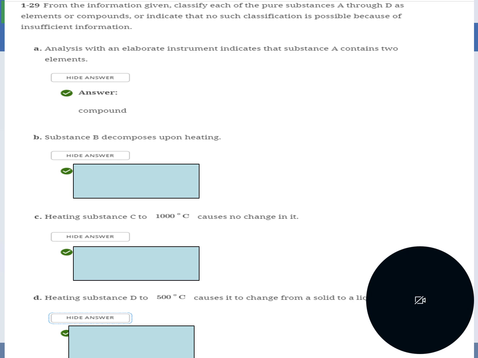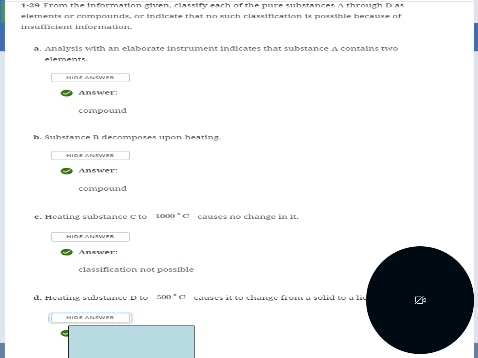So on part A, an analyst with elaborate instrumentation indicates that substance A contains 2 elements, and that would be a compound. A single substance made up of 2 elements is a compound. For B, substance B decomposes upon heating. That is a compound again. B must contain more than 1 element to decompose chemically, so it has to be a compound.